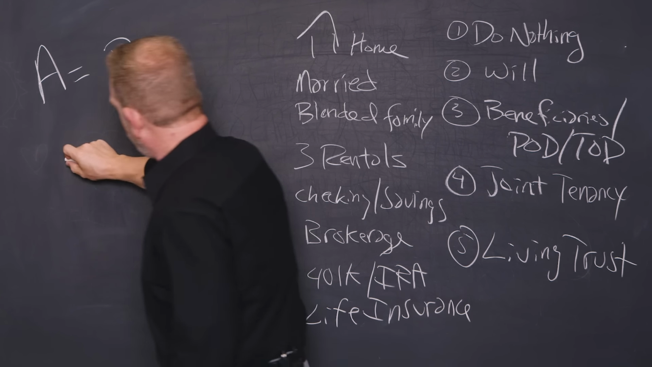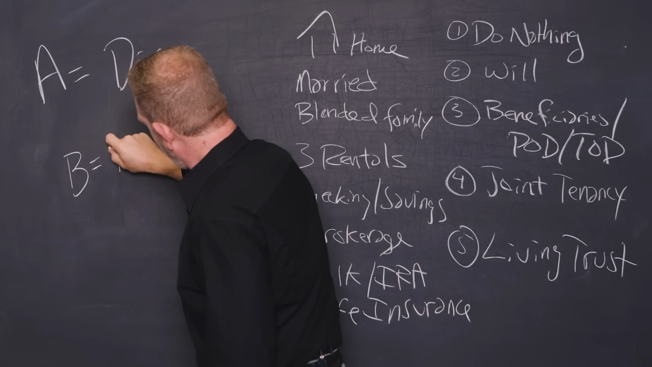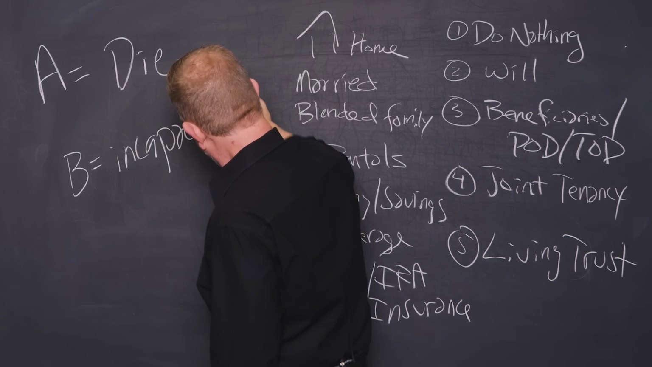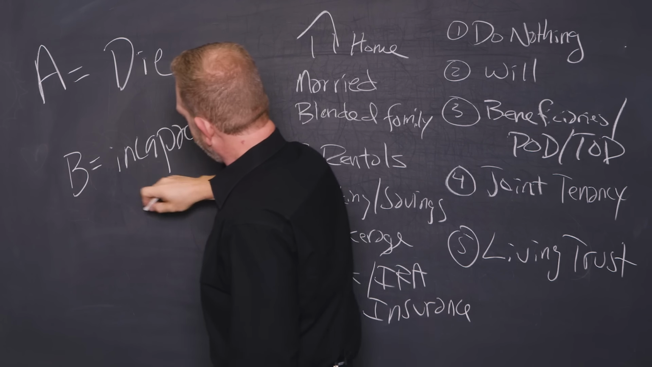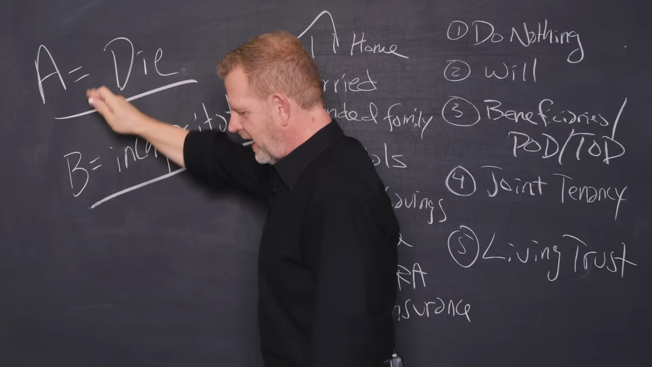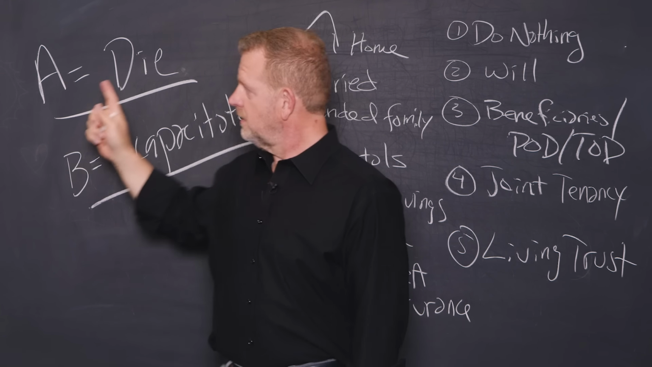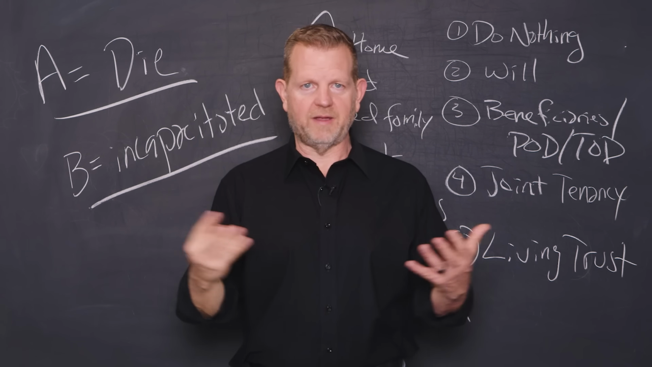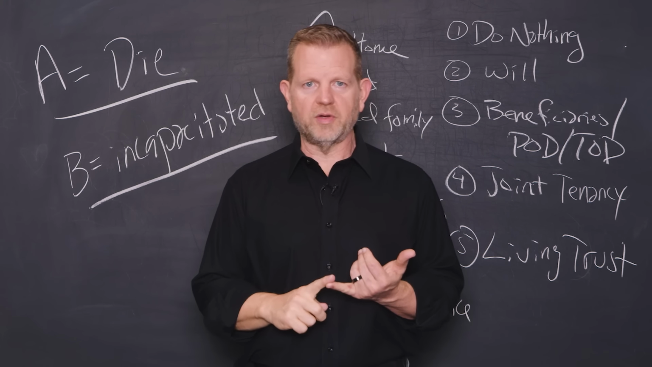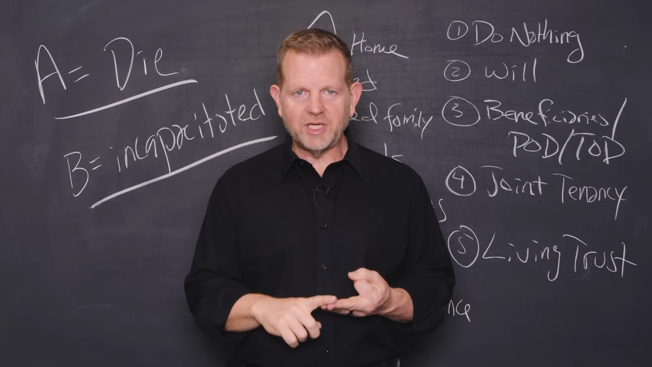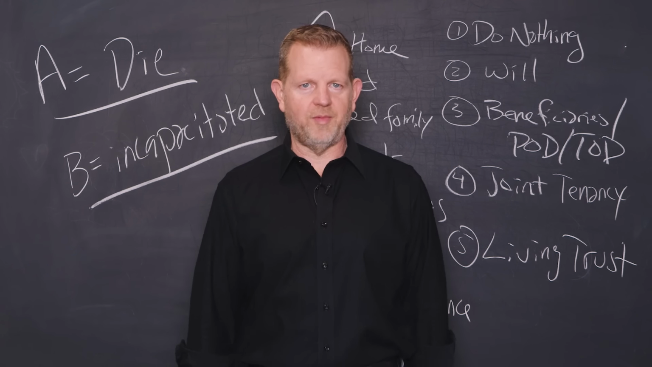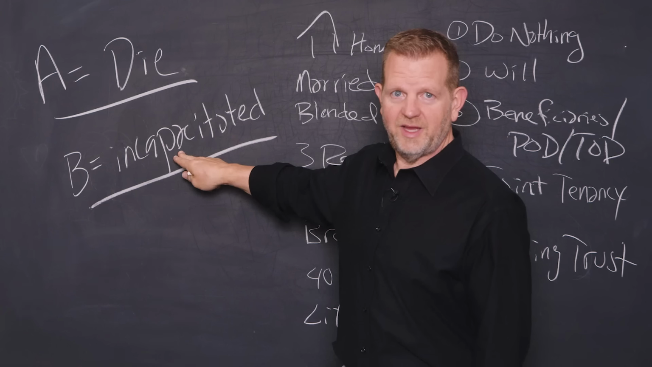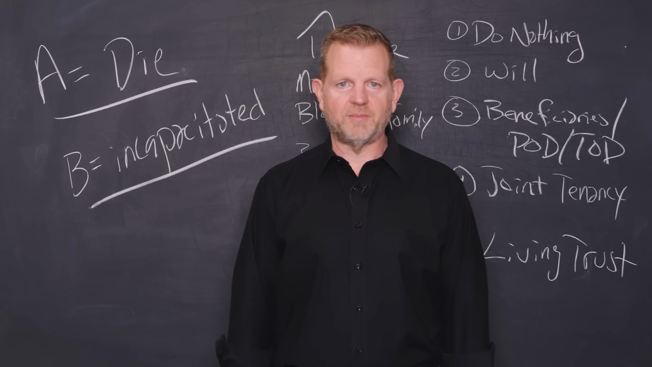Option B, you're incapacitated. So we're going to go through A and B. So if I say A, you know that. B, you know that. And it's basically, well, you're incapacitated. You have a stroke, you have an accident, dementia. You're still here, but you can't sign documents. And by the way, the second one, incapacitation, is where most plans collapse.